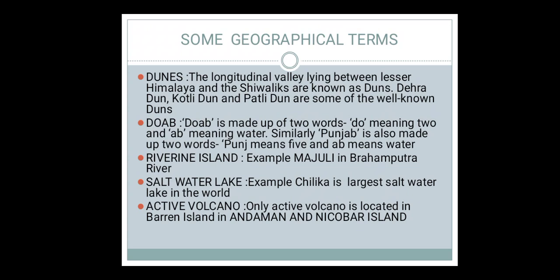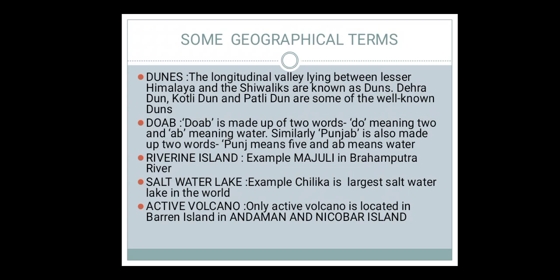Next is Doab. Doab is made up of two words. Do means two, Ab means water. As we know, we have Punjab, which is also made up of two words. Panch means five, Ab means water. The area which is drained by five rivers is known as Punjab. These five rivers are Satluj, Ravi, Vyas, Chenab, Jhelum.